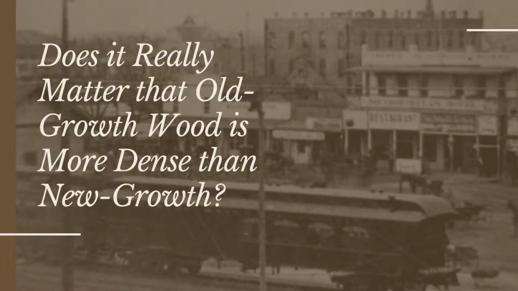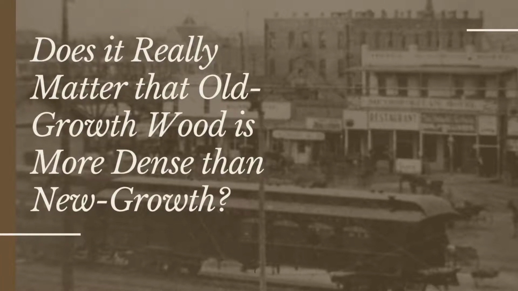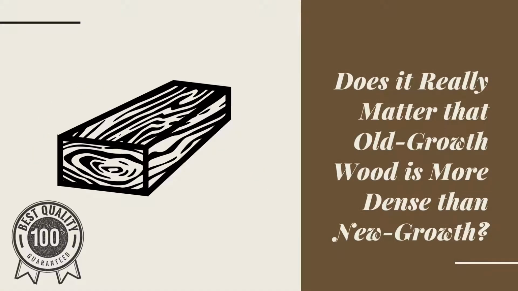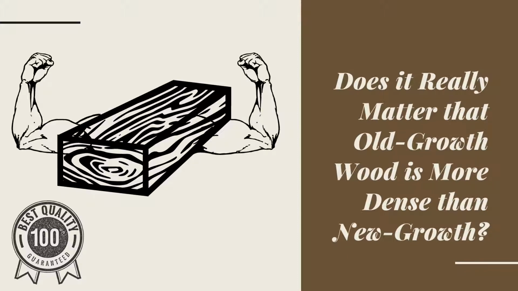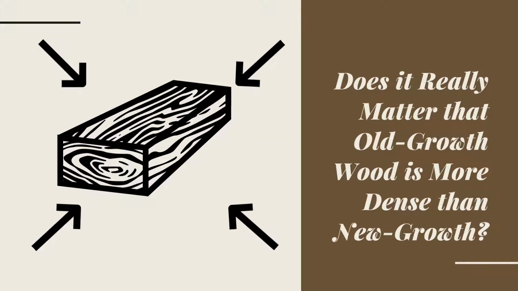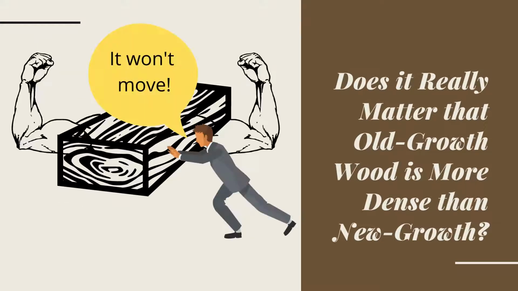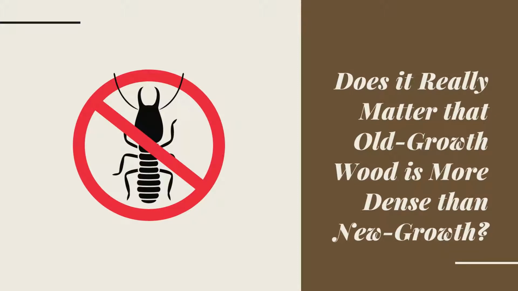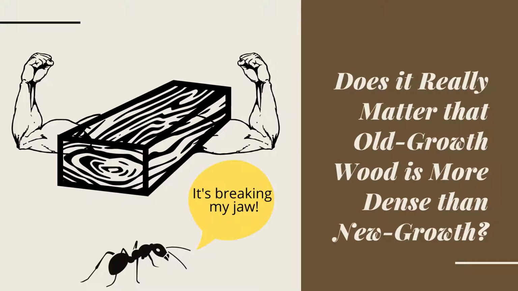Does it really matter that old-growth wood is more dense than new growth? At the APL, we think so. It makes for a higher quality piece of lumber that lasts longer and can carry heavier loads across longer spans. Additionally, the density contributes to wood's ability to expand and contract, which can be detrimental to construction. The denser the wood, the more stable it is and less likely it is to move out of place, causing further issues. Another benefit is that old-growth wood tends to be more termite resistant. While termites can still eat it, they tend to avoid it since it's more difficult to chew through.